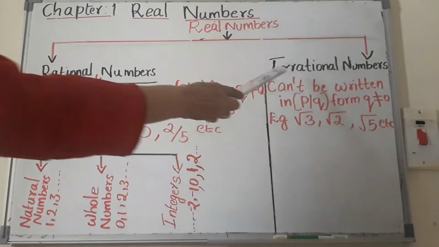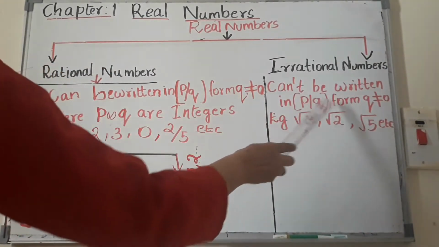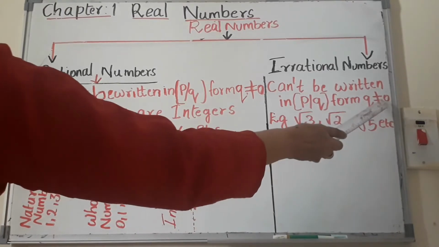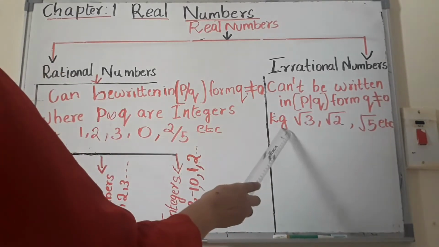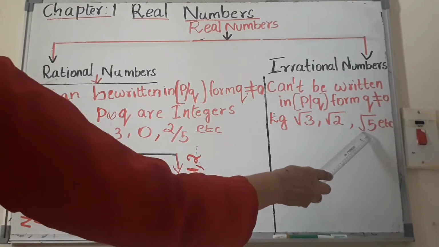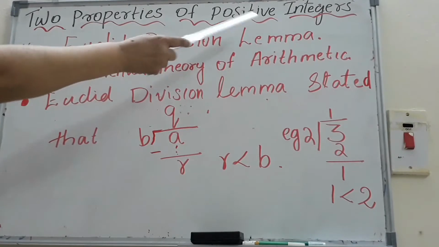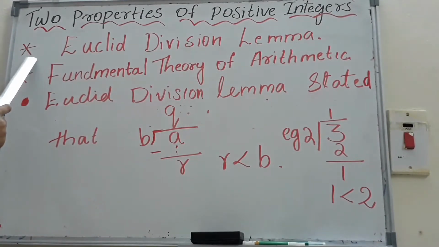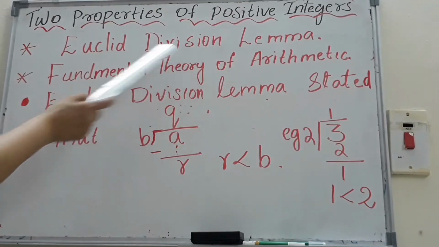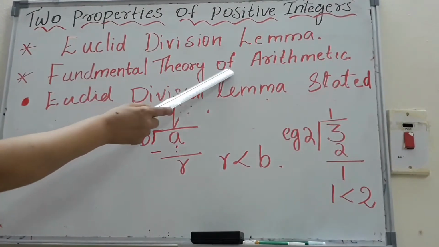Then irrational numbers can't be written in p by q form, q not equal to 0. Example, √3, √2, √5, etc. Two properties of positive integers. First one is Euclid division lemma. The second property is fundamental theorem of arithmetic.